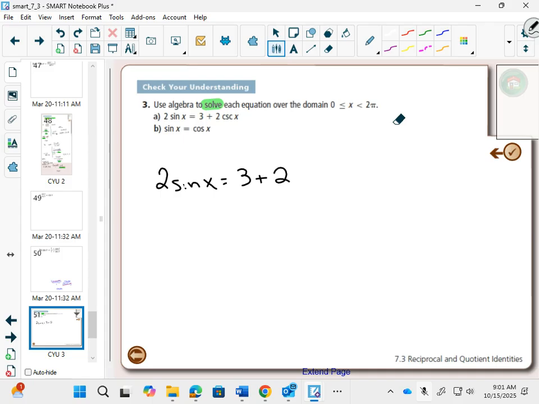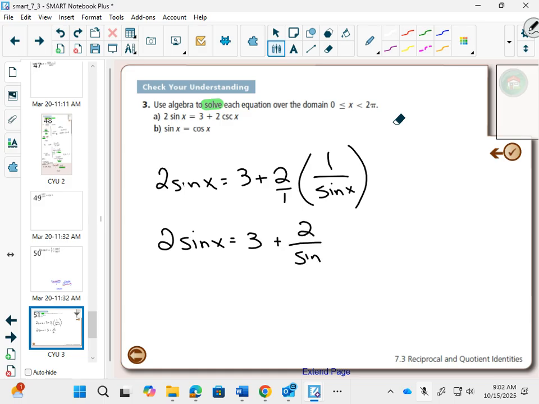So it's a solving question, but what makes the solving question difficult is that I have a sine x and a cosecant x. So a strategy, just like in proofs, is if you're dealing only with one trig function, you should be able to solve it easier. So I can change the cosecant x to 1 over sine x. Okay? And this is like 2 over 1. So technically this is 2 sine x equals 3 plus 2 over sine x.